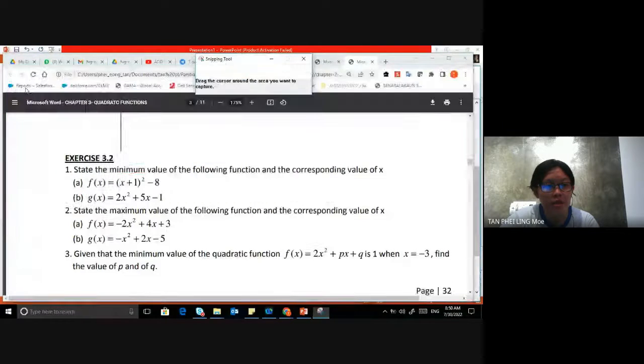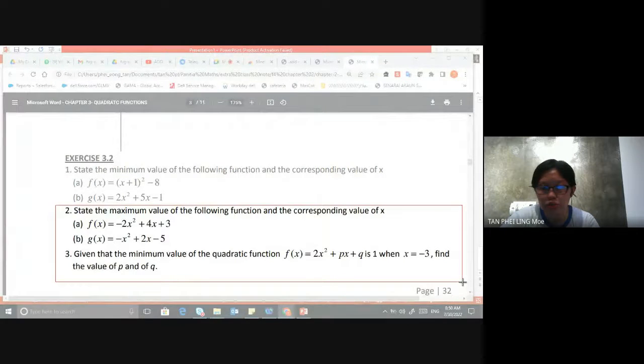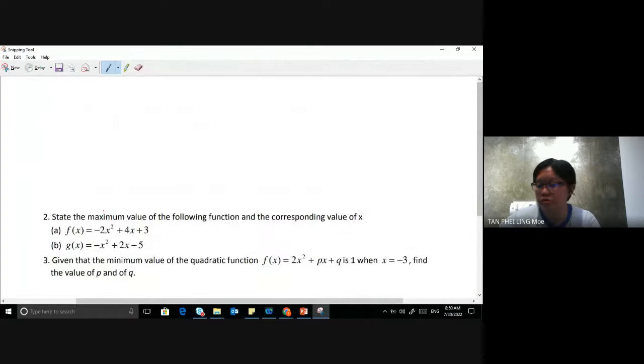Okay, let us go to the new one where I will do question 2 and 3 together. All right, let us use blue color now. Okay, let's do 2A together. So 2A. I have f(x) equals negative 2x squared plus 4x plus 3.